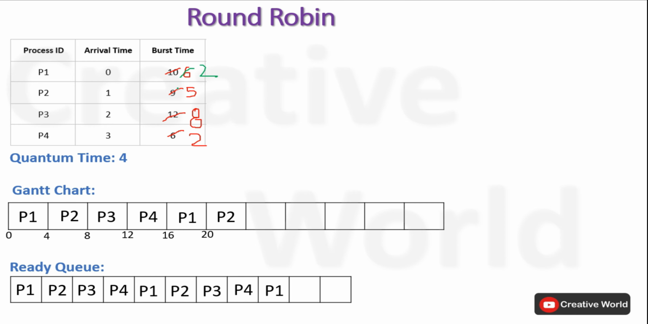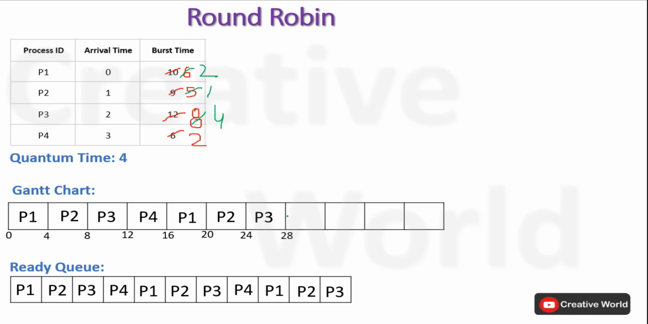P2 remaining burst time was 5. So after the execution of 4 time units, it will remain only 1 and it will be shifted into the ready queue and the next process P3 will be executed. P3 remaining burst time was 8. So after the execution of 4 times, its remaining burst time will be 4 and it will transit into the ready queue after time 28. Now P4 will be executed because it is the next process in the ready queue.